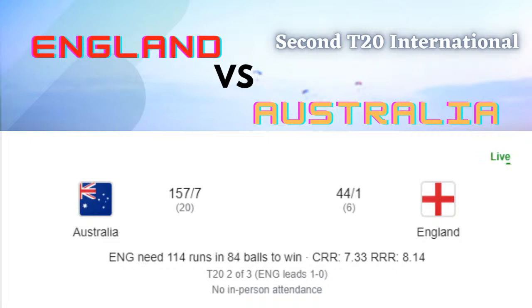Not where Malan intended to go, but he still gets a boundary, and England finishes the power play with 44 for 1. That is a good power play for England, a decent power play. Australia picked up only 1 wicket. At this stage, Australia were 39 for 3. England are slightly ahead of them, and they are way ahead in terms of the wickets. So, wickets are crucial for Australia.